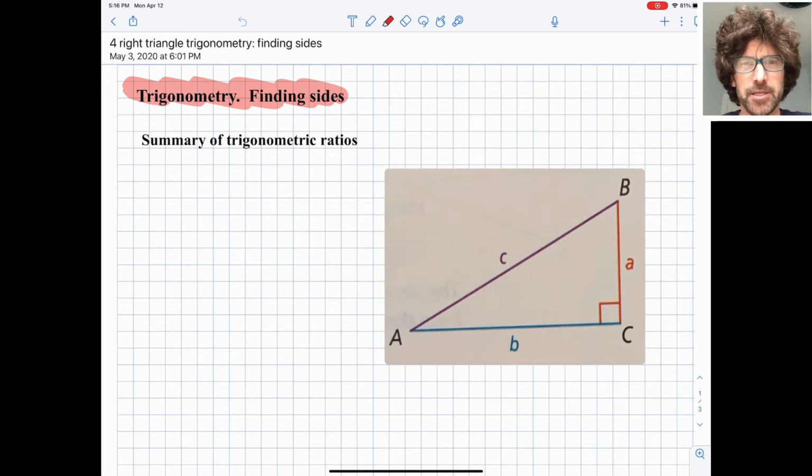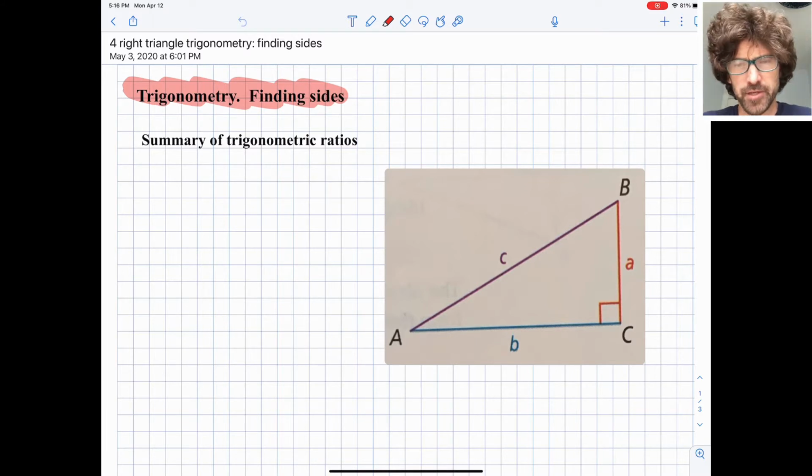All right, this is a video on right triangle trigonometry, specifically looking at finding the lengths of unknown sides in right triangles using trigonometry. We'll start with a quick summary overview and then do a couple solved examples.